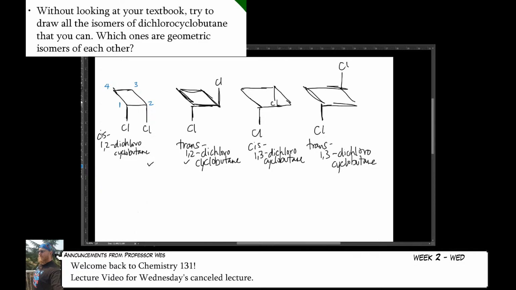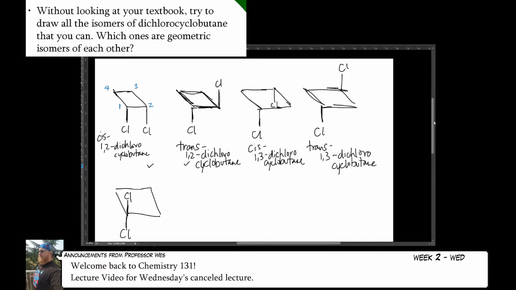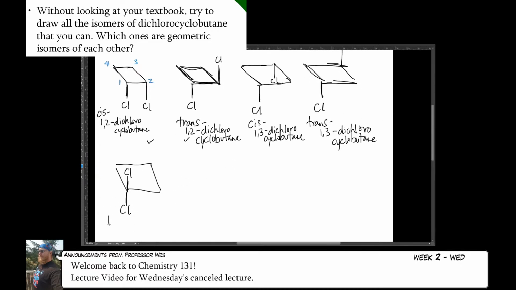There is one more that we didn't do. And that's where they're both on the same one. And so that would be 1,1-dichlorocyclobutane. So you should get 5 different isomers.